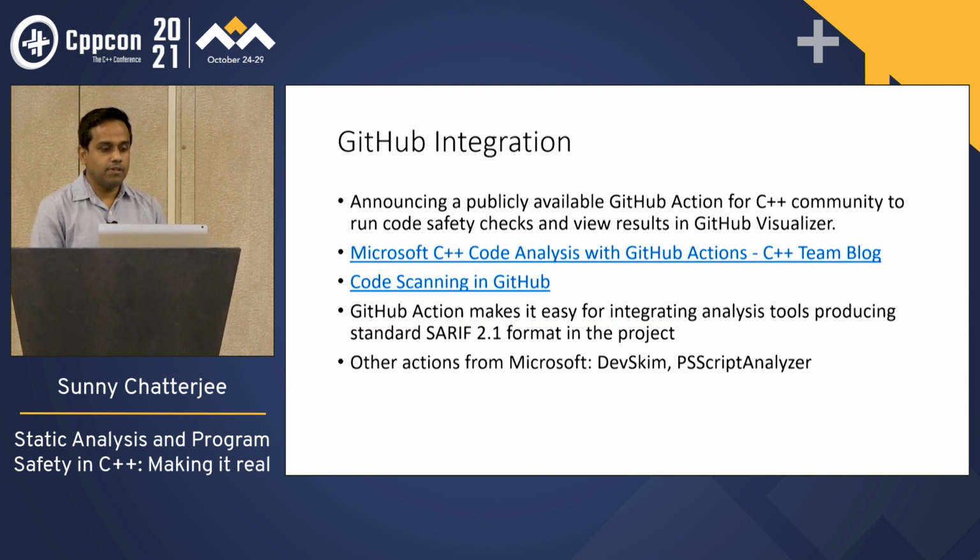With that, I'm very excited to announce that we now have a GitHub Integration Experience. What I'm announcing here is a publicly available GitHub Action for the whole C++ community, where you can run code safety checks and view results in GitHub Visualizer. It's built on native CMake support, and there are a few reasons why we chose CMake. First, CMake has a rich set of APIs that makes it easy for us to get the build information that we need to run analysis. And we also figured in GitHub, a lot of the open source projects use CMake as their build system. So it's a popular choice.